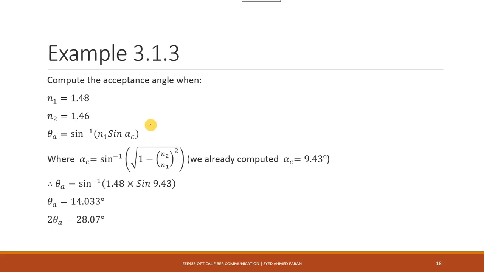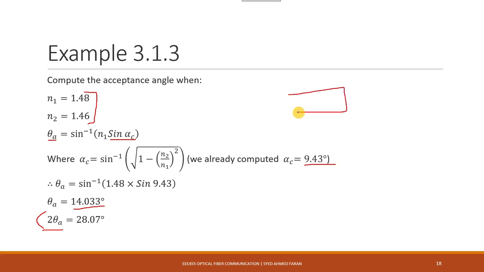So we want to find the acceptance angle for the same example that we discussed previously, with the same refractive indices. All we need is the critical propagation angle, which we already know from the previous exercise. We just plug in this value and the answer comes out to be 14.033 degrees. Again we multiply this value by 2, because the acceptance angle is twice this value, the angle of the cone. So this angle comes out to be 28.07 degrees. This much light will be accepted by the fiber optic cable.